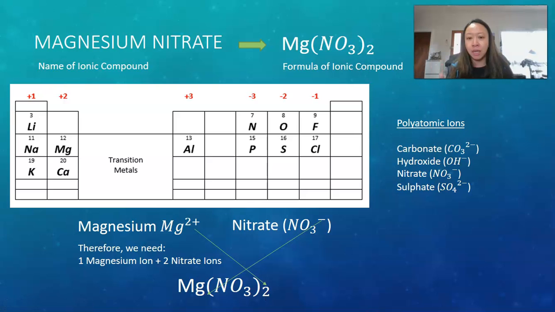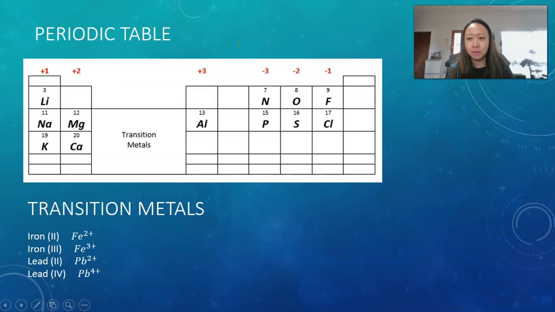Yep, nitrates. And as we can see, the charges are all gone after we write the formula. We can't write the charges in the formula, so it is all gone. So this is how we write the formula for magnesium nitrate. Let's do another practice.